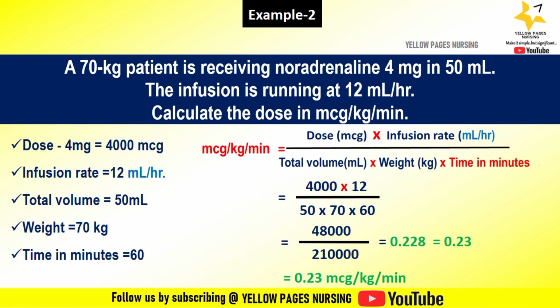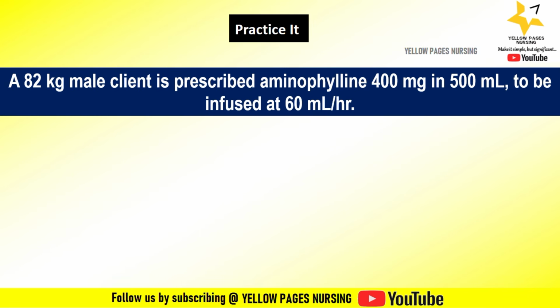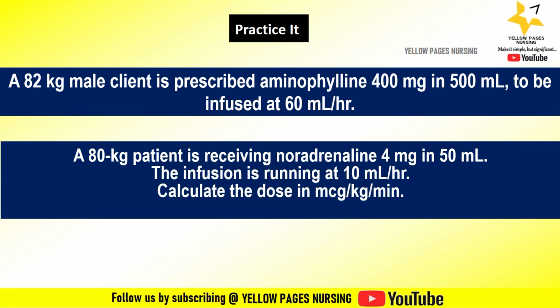Here are a few examples for your practice. First is an 82 kilogram male client prescribed aminophylline 400 milligram in 500 ml to be infused at 60 ml per hour. Calculate the dose in milligram per kg per hour. The second example is an 80 kilogram patient receiving noradrenaline 4 milligram in 50 ml. The infusion is running at 10 ml per hour. Calculate the dose in microgram per kg per minute. You can do the calculations and mention the answers in the comment box.